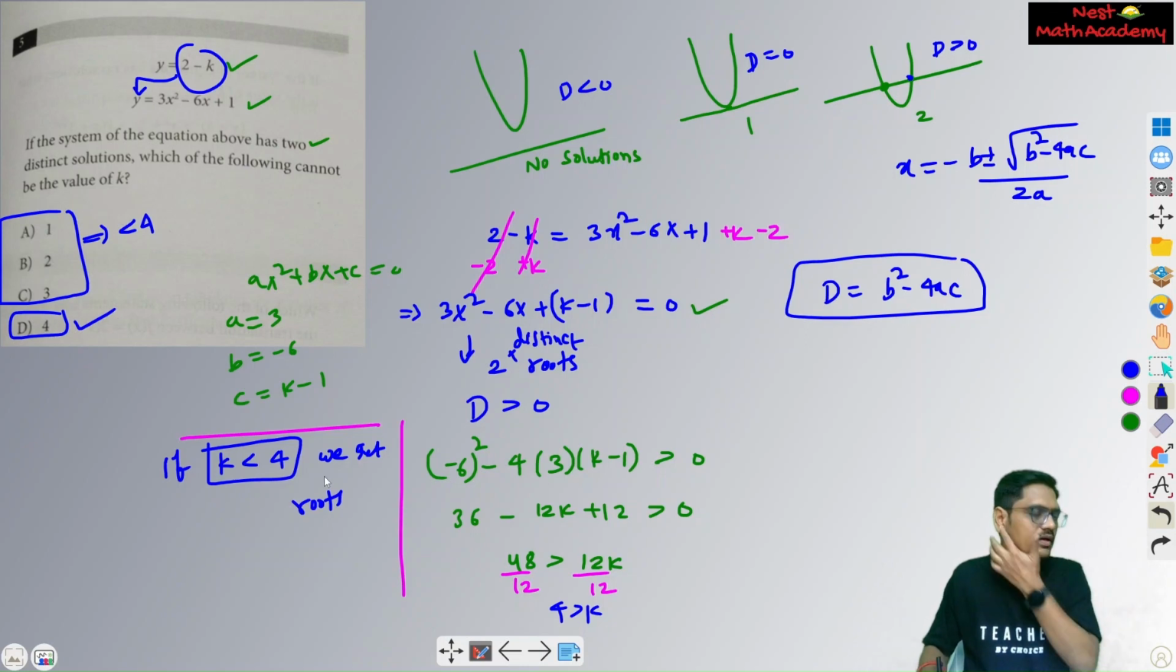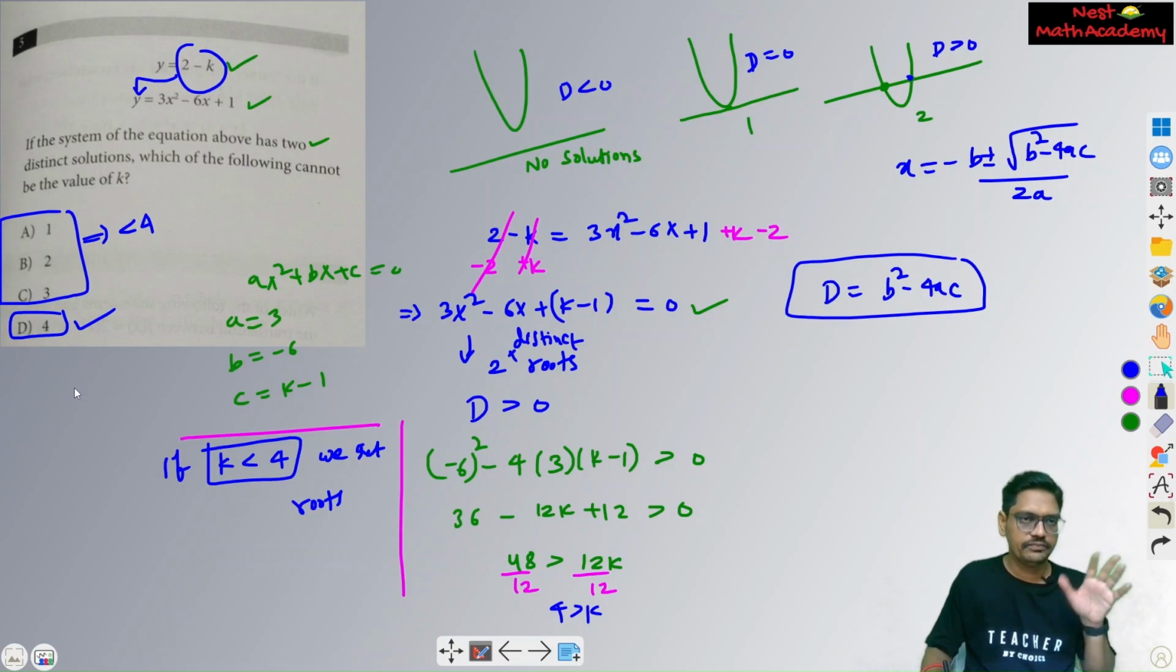Equal to 4 actually gives you D equal to 0. It makes D 0. So that means you'll have only one solution. Anything more than 4 will be no solution. But anyway, in this case, they want two solutions. Means k must be anything less than 4. There are three values which are less than 4. Only one is equal to 4. So this is the answer. Which cannot be the value of k, they're asking. So therefore, it cannot be 4. It has to be less than 4. Clear? Good.